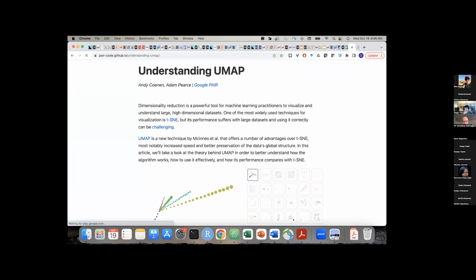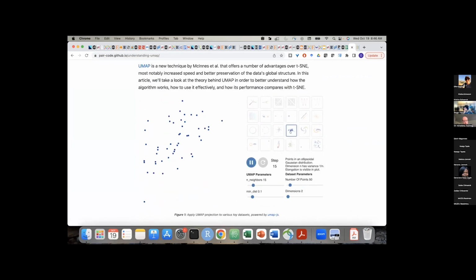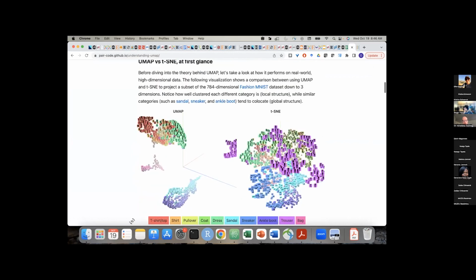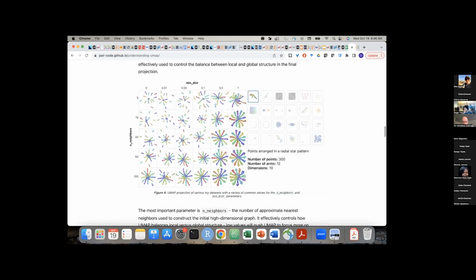If you go to this website that you'll have the link to, you can play around with making these lower dimensional representations. This website will give you a lot of intuition as to how these things work. So I'll put it in the chat. And with that, I'm going to hand things over to Sergio.